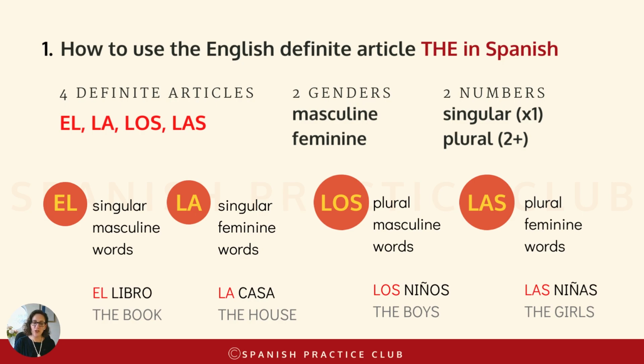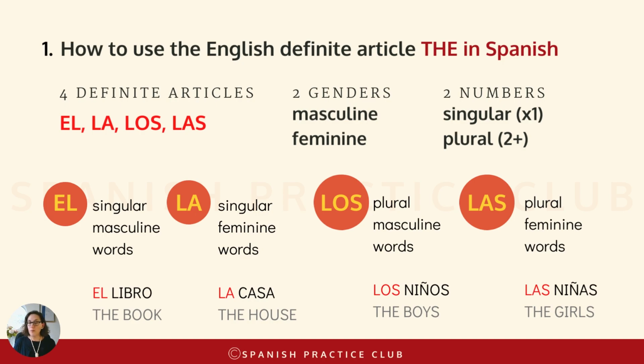So if we're talking about something that is singular masculine, we will be using the word el. So, for example, the word book in Spanish, libro, is masculine. So to say the book, we will be saying el libro. The definite article to talk about singular feminine words is la. So, for example, the word house in Spanish is casa. So to say the house, we will be saying la casa.